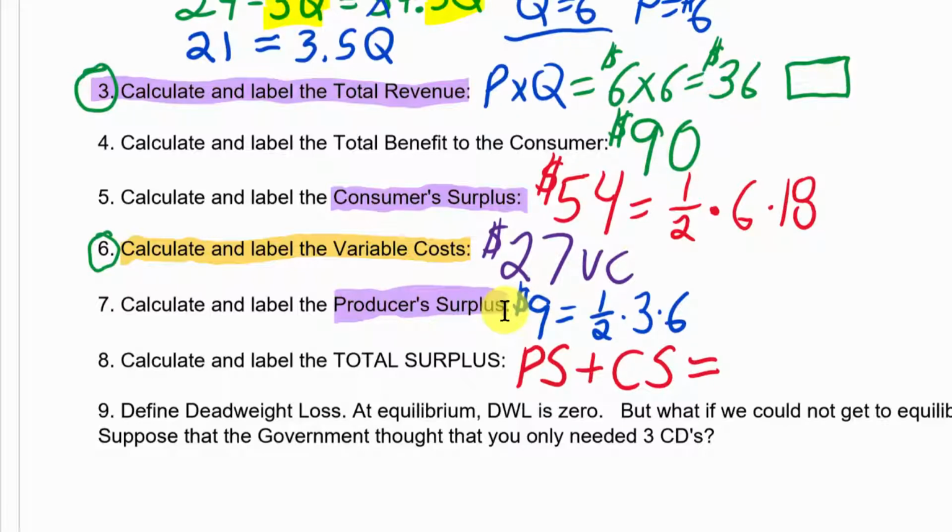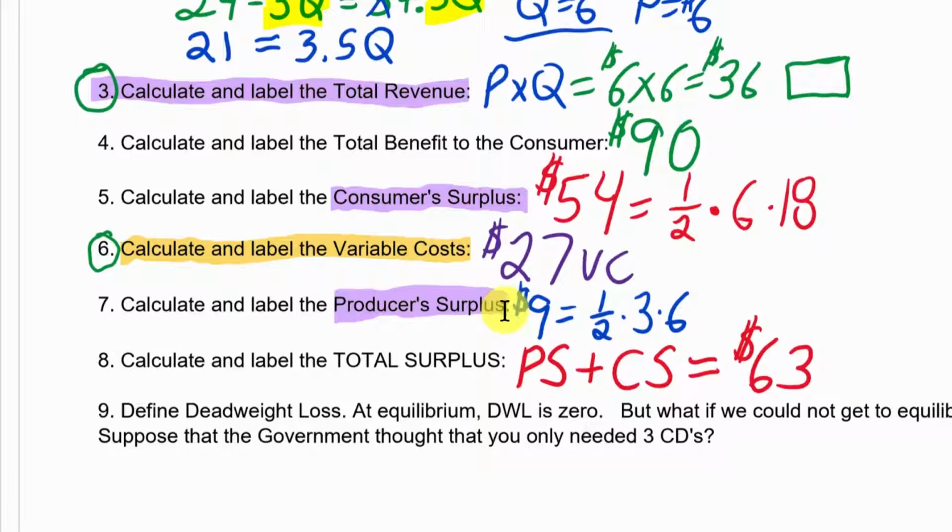So $9 plus $54 equals $63 in total surplus. Now, why do we care about total surplus? As we talked about before, consumer surplus is one way to measure the well-being of consumers. How well off are they doing in this market?